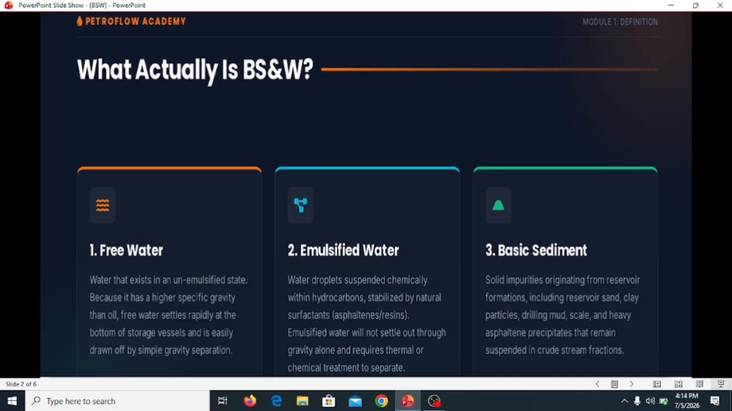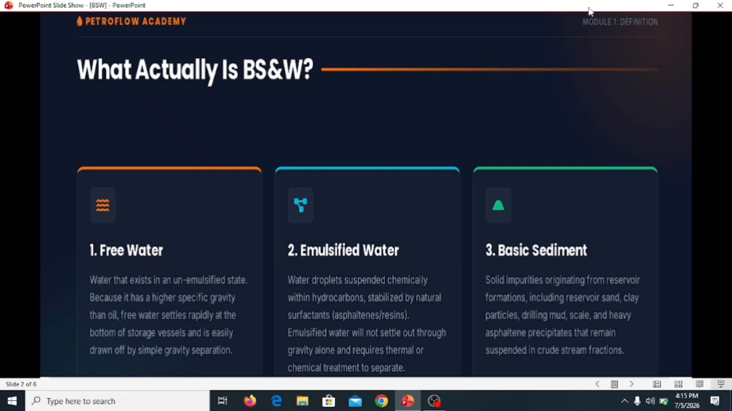And we have basic sediment, and of course we said some impurities are contained in our crude oil. By the time we extract our crude oil, we have some water and we have some impurities. We have some sediments, which can be sand, it can be mud, it can be silt, it can be clay, it can be sand. So all those things are present in our crude oil.